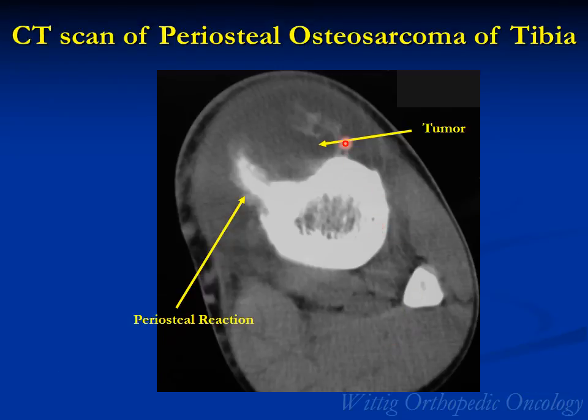Here's a CAT scan of a periosteal osteosarcoma of the tibia, where you see the periosteal reaction or the hair-on-end periosteal reaction and perhaps some mineralization within the tumor.